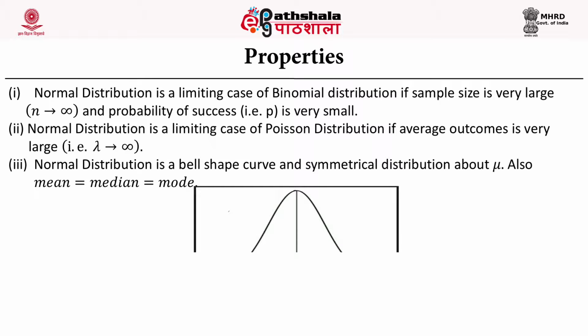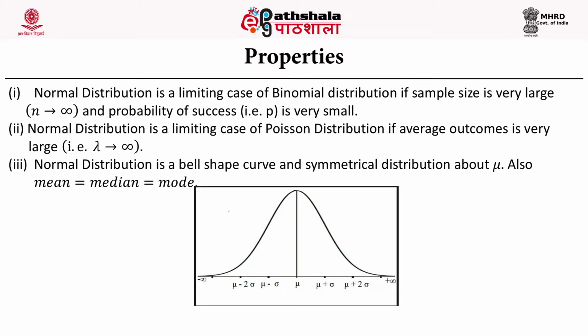We have already discussed this while discussing the properties of skewness, where mean is equal to median is equal to mode. When the distribution is a bell-shaped curve, the skewness is equal to 0, and in that situation mean is equal to median is equal to mode. So generally, for the normal distribution, mean equal to median equal to mode always holds.